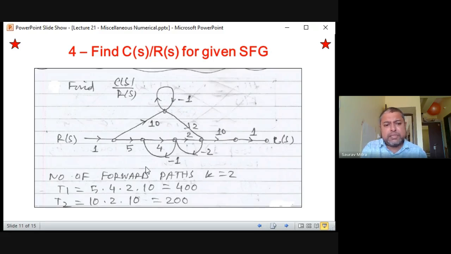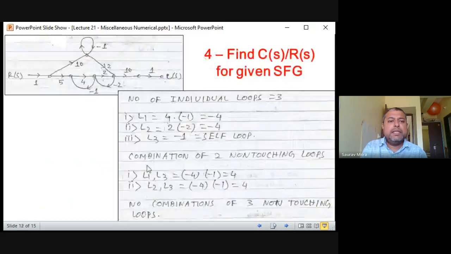So there are two forward paths. First forward path is this 1, 5, 4, 2, 10, multiplied, 400. There is a second forward path, 10 to 10. This is 200. Okay. Then let us find out how many loops are there. So there is a first loop, minus 4. This is the second loop, 2 into minus 2, minus 4. This is a third loop or self loop. What is the definition of self loop? When the starting point and end point are the same, it is called a self loop. So what is the gain of that? Self loop is minus 1.